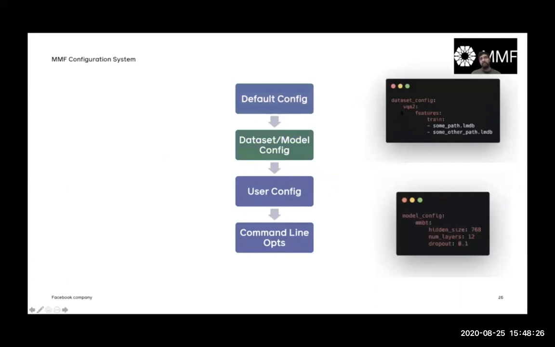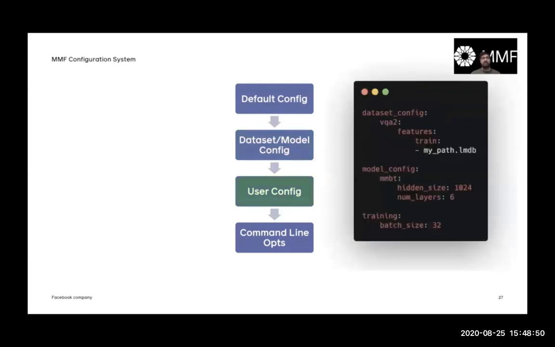For example, for dataset config of VQA2, you can have features for train in some LMDB and some other LMDB. And similarly for model config, MMBT can have its own parameters which are different from other models, like hidden size, number of layers, dropout. So we do provide default configs for each of the models and each of the datasets that we have, but you can override them in the user config, which comes in higher priority than the previous one.